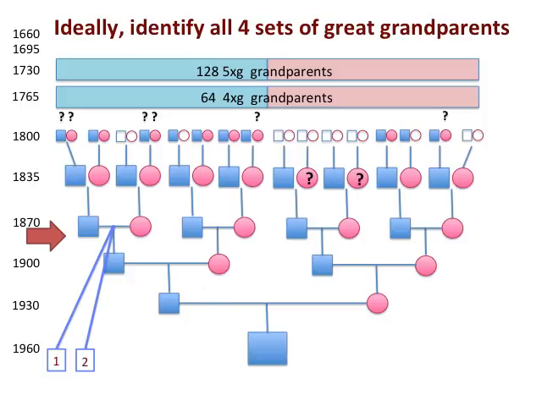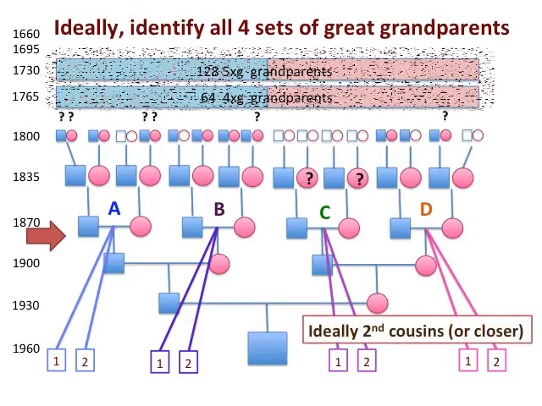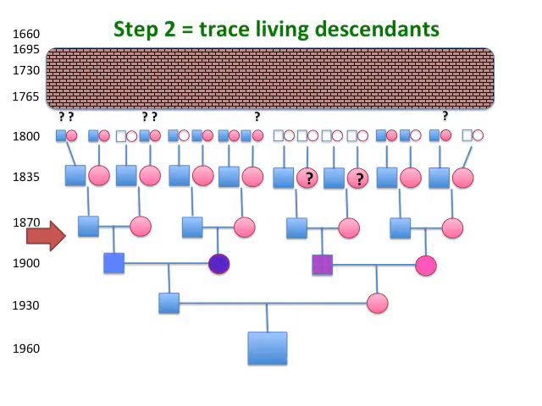And ideally, we want to identify all four sets of great-grandparents, and that means, for the adoptee at least, having two second cousin matches for each set of great-grandparents. And that means 8 second cousin matches altogether, 2 pairs matching each other. And that would allow us to identify 4 sets of great-grandparents. And then the next step would be to trace the living descendants of these great-grandparents. So now we're tracing downwards. We're not going back anymore, we're tracing downwards towards living descendants.